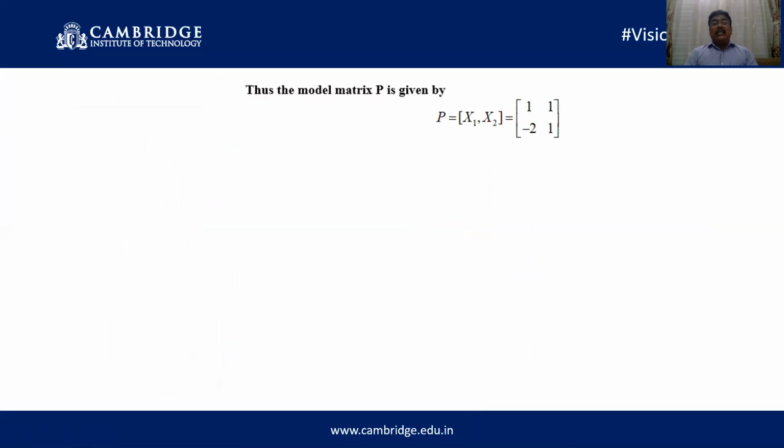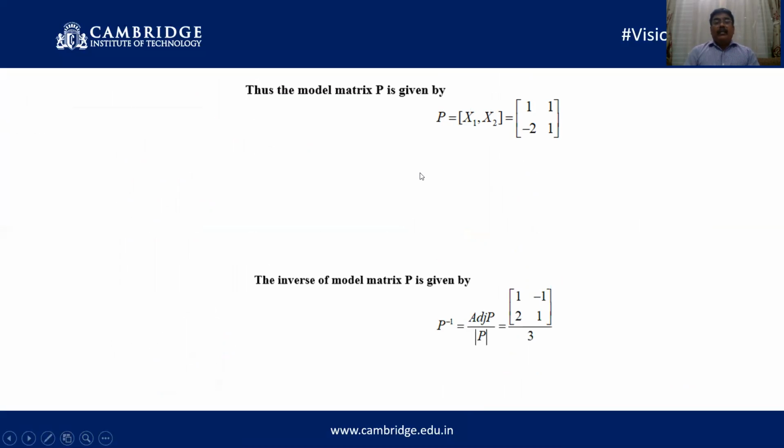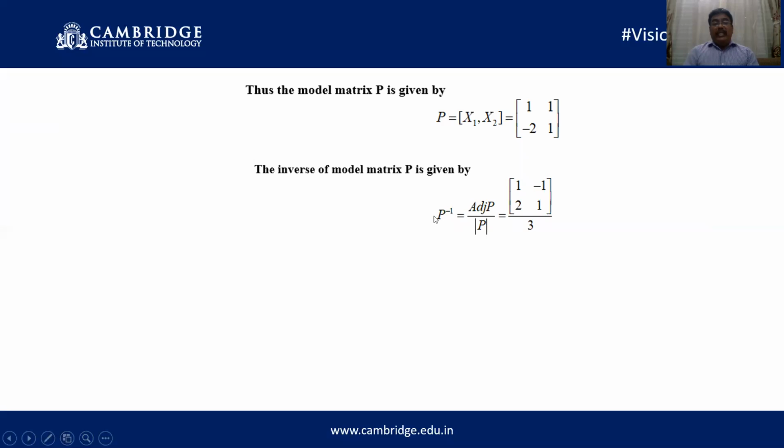Now let us construct the model matrix P that is given by P equals x1, x2. That means by using the eigenvectors x1 and x2, we need to form a model matrix P in this form. Next, let us compute P inverse. By using the standard relation, P inverse equals adjoint of P divided by determinant of P. Already you are familiar with computing adjoint as well as determinant. Let us substitute for adjoint of P and determinant of P. We get the matrix P inverse.